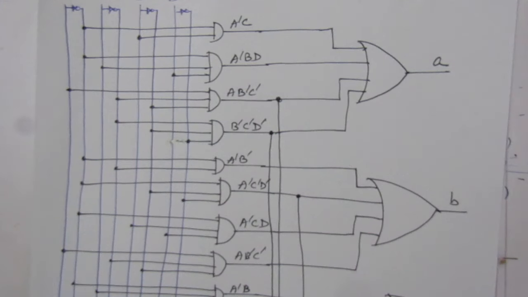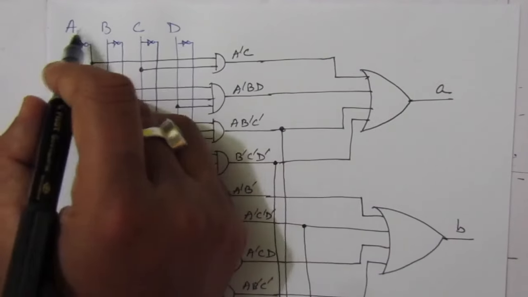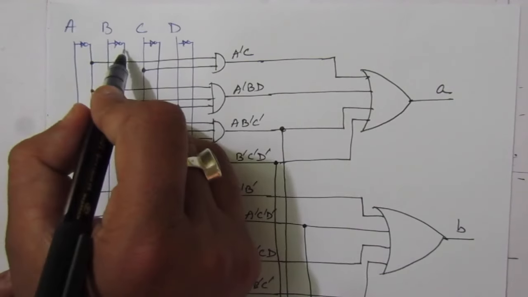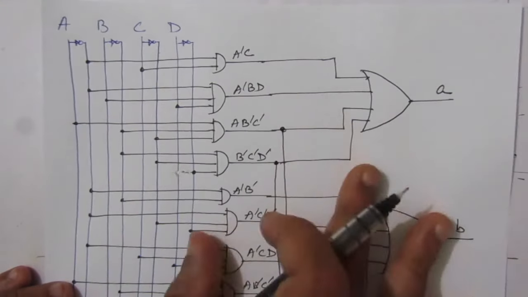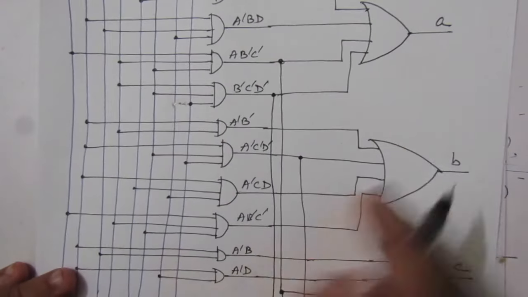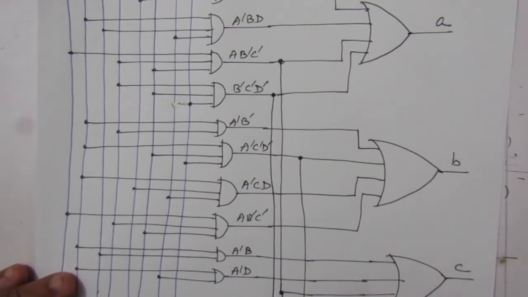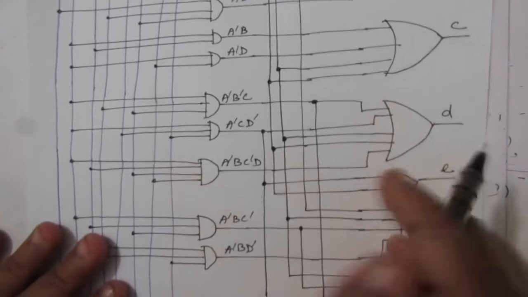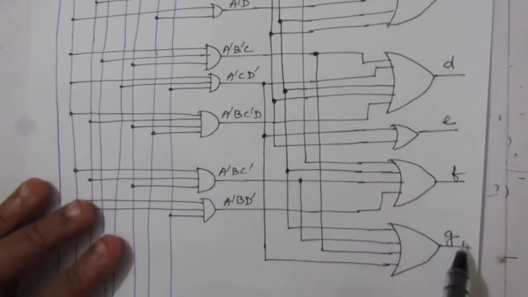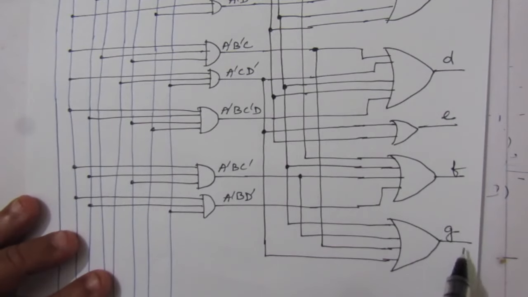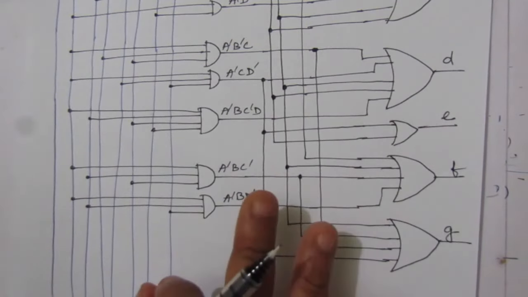So this is the logic circuit for the BCD to 7 segment decoder. Here we have the inputs A, B, C and D, and A bar, B bar, C bar and D bar lines. Okay, and from this we have found out small a, then small b, small c. Okay, then we have small d, small e. Okay, and small f and small g. Okay, so this is the circuit design.